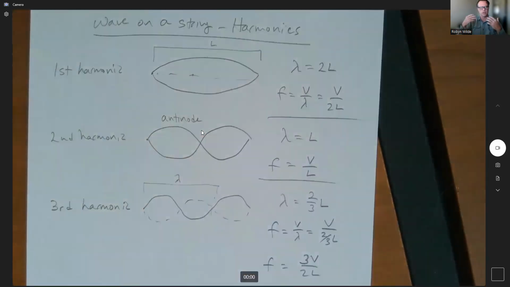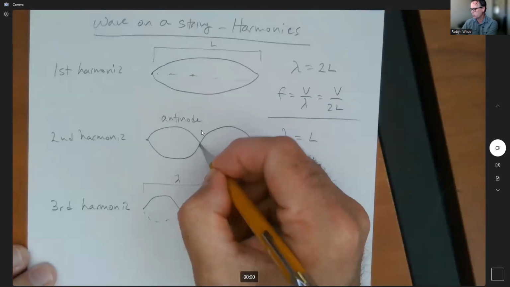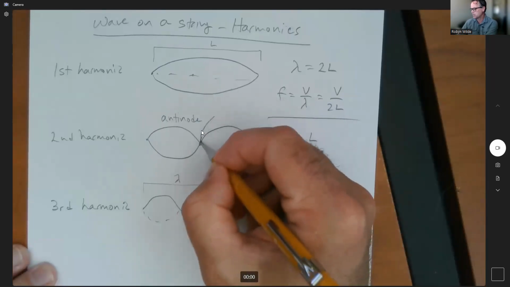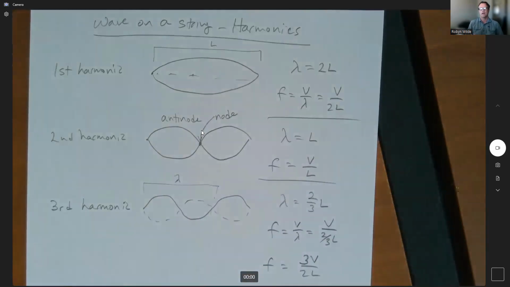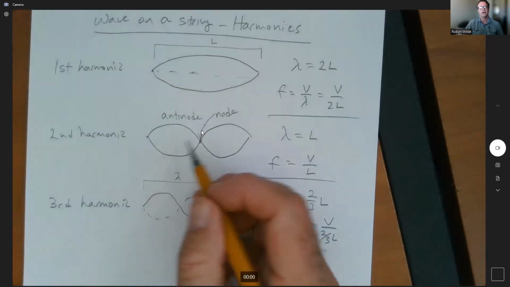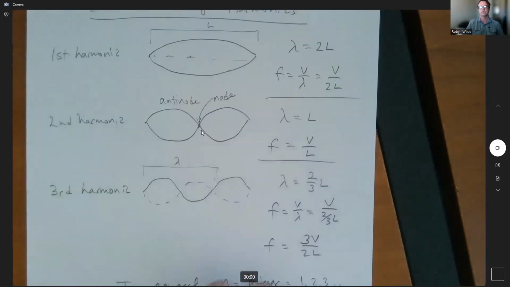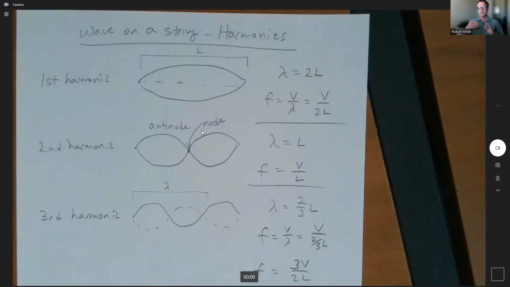So an antinode is where there's a large amplitude, and the point where there is basically 0 amplitude is a node. Right, so in the second harmonic, I have 2 antinodes. In the third, I have 3, and so on. So let's figure out what frequencies these harmonics occur at.